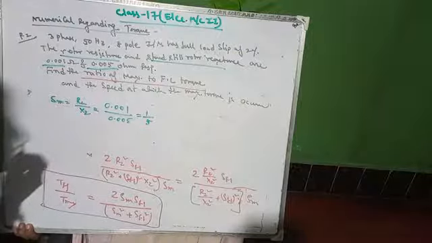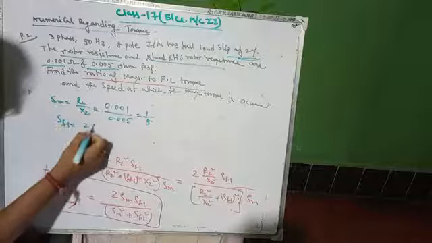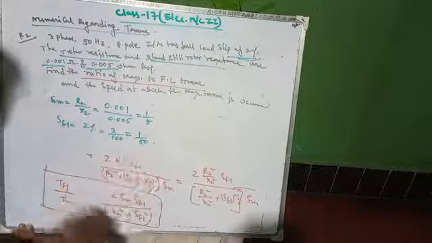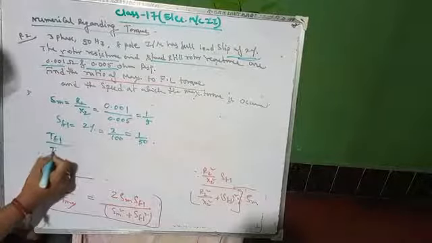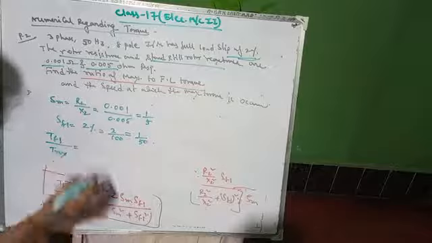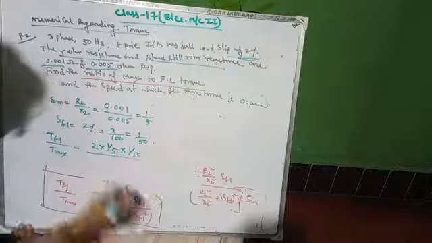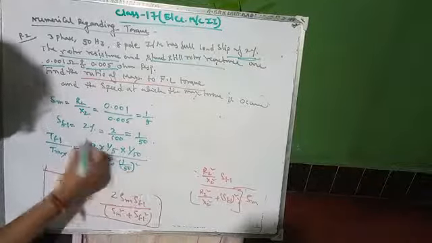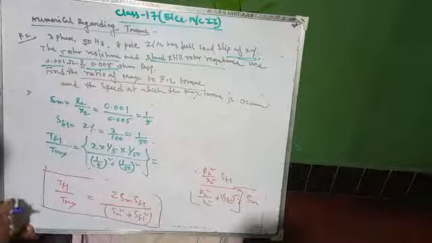And then the full load slip is 2%. That is S of FL is given as 2%, that is 2 by 100, which will be 1 by 50, right? So just put it in and you can directly find the answer. T of FL by T of max equals 2 into 1 by 5 into 1 by 50, divided by (1 by 5) whole square plus (1 by 50) whole square. Whatever result comes will be your answer. Okay, so the answer comes after calculation.